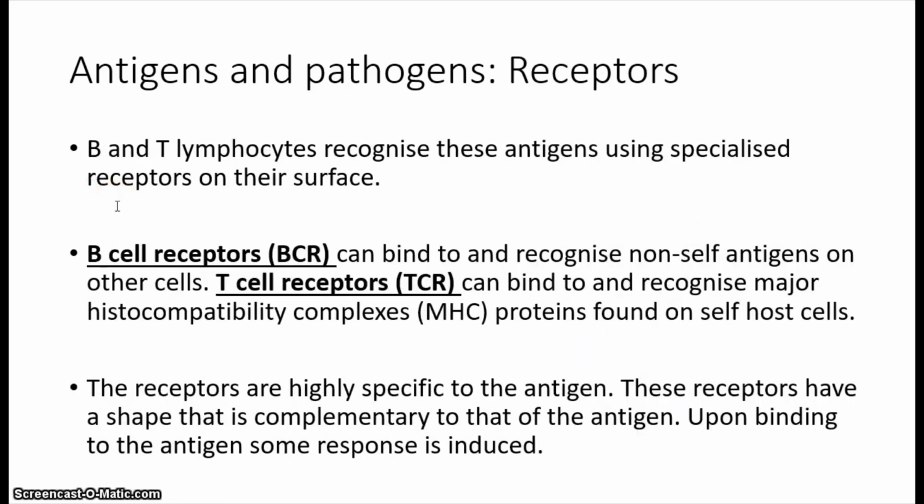Obviously, these cells need some sort of way in which to be able to recognize these particular antigens. So both the B and T lymphocytes have what are called receptors on their surface that enable them to detect these particular antigens.